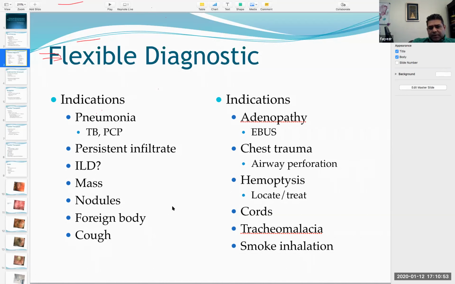Smoke inhalation: people who have been involved in smoke injury or fire injury might not get a direct burn, but they can inhale smoke. That can lead to damage of the nasal passages, the trachea, and the whole airway can be affected. A bronch is a very good way of inspecting the airways.